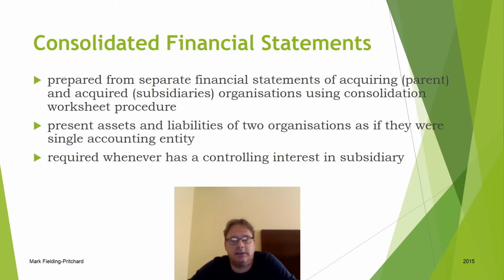Okay, so on slide number 11, what are we actually doing? Well, it says that we're preparing separate financial statements of the parent company and the subsidiary using a standard worksheet procedure. So we'll put the assets and liabilities together as if they were a single accounting entity. And this process is required whenever we have a controlling interest.